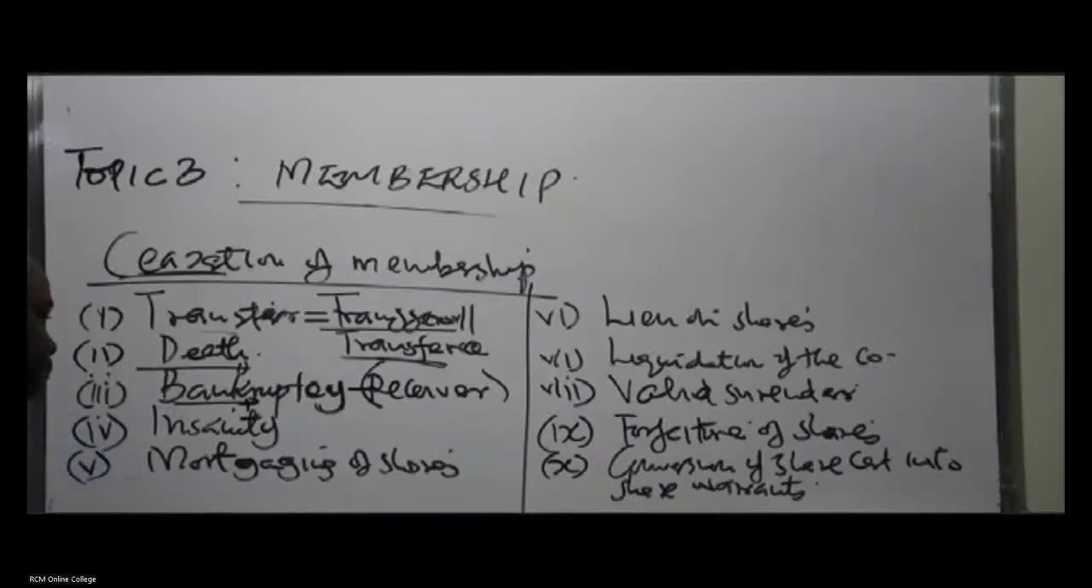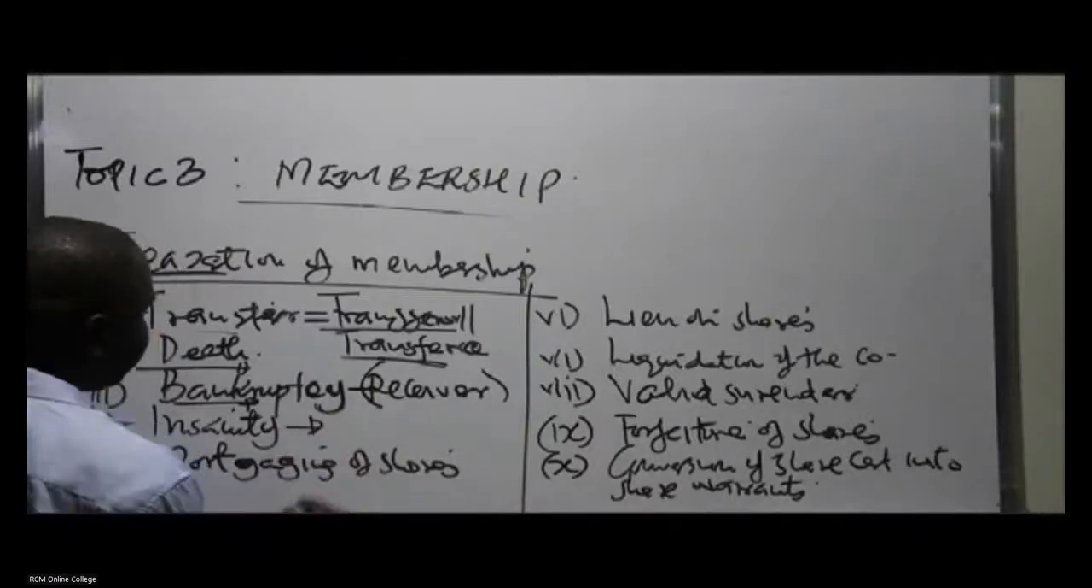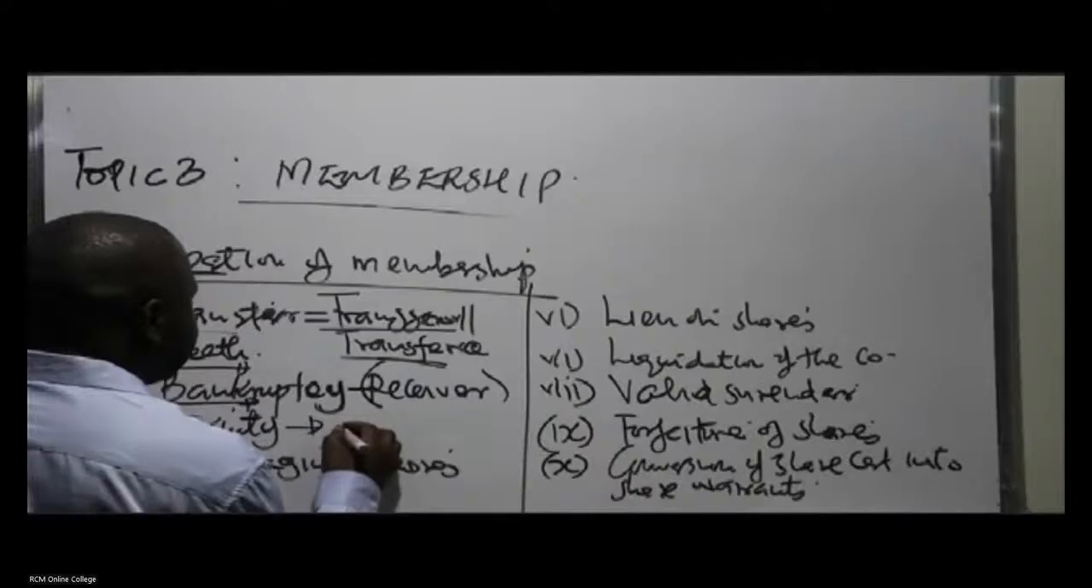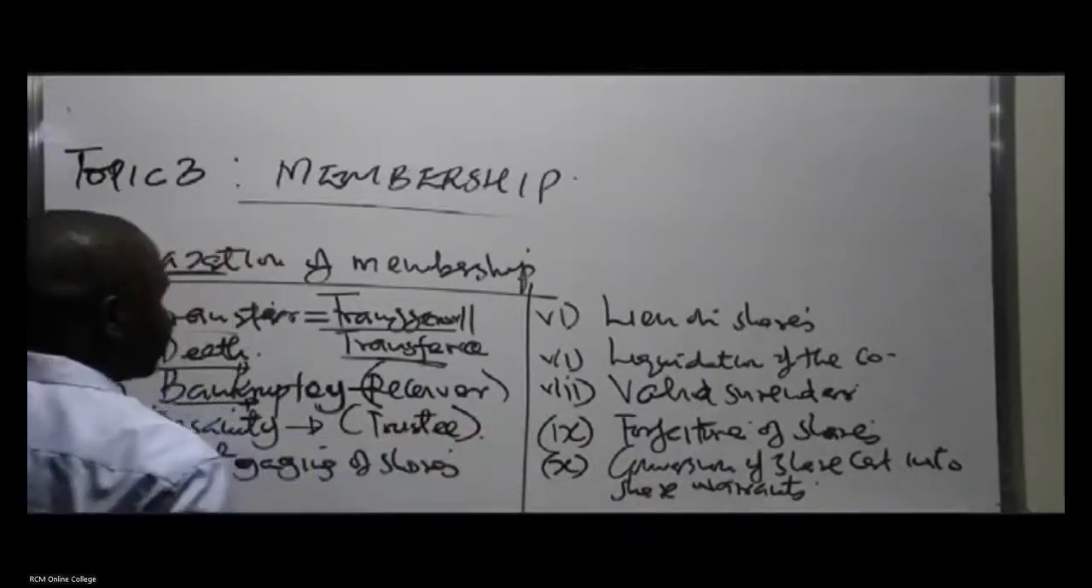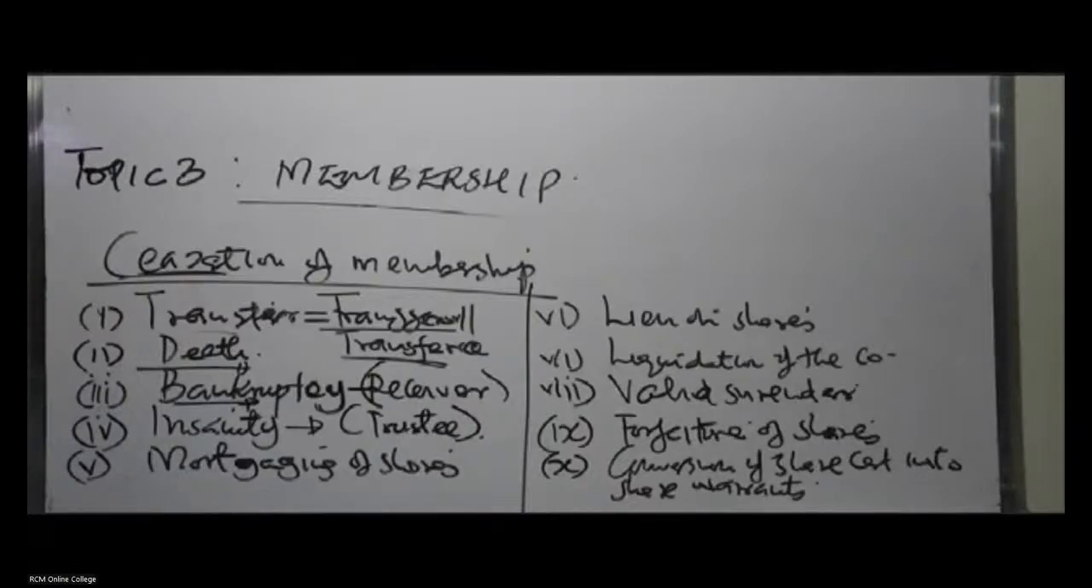Insanity, an insane party. Sometimes they are incapacitated to undertake certain contracts or agreements. As a result, part of what they can end up losing is membership of the company. The shares they can bequeath to a trustee. So they'll enter into a trustee agreement where a trustee will hold these shares on their behalf and manage them on their behalf. So we call it, in case of insanity. So, mortgaging of shares.